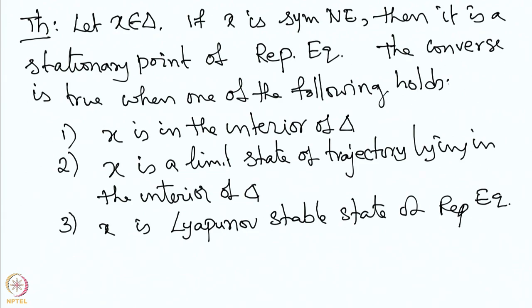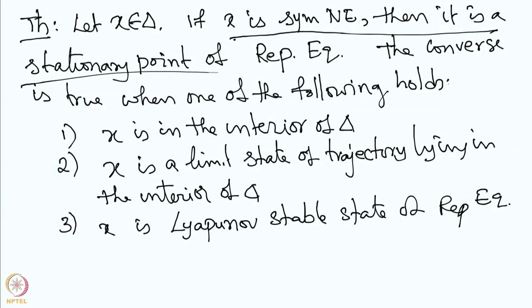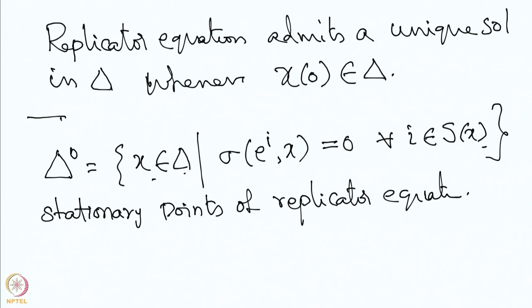We will prove this theorem in the next session, but first I would like to say this part. If x is a symmetric Nash equilibrium, then it is automatically a stationary point. For all of its support, we know that they are in the best response, and by the definition of sigma e_i x, this has to be 0. Therefore, the symmetric Nash equilibria are the stationary points. Whether they are stable or not requires further analysis, and in fact ESS is connected with stability, which we will see in the next session. With this, we will conclude this session and continue in the next. Thank you.